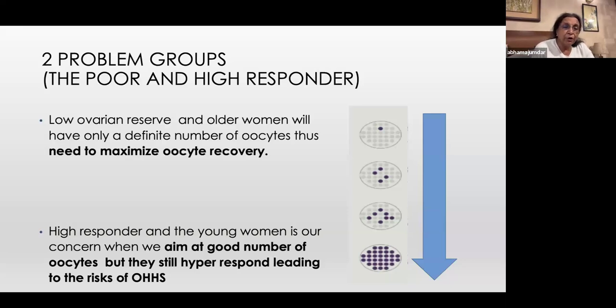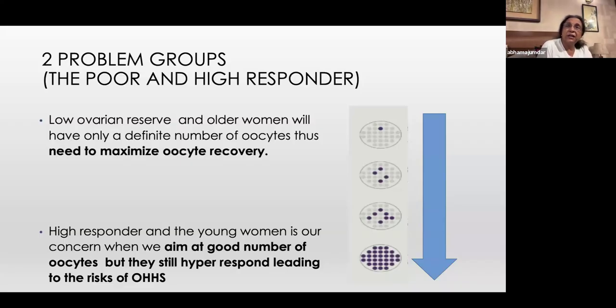Then comes the high responder. We aim at a good number of oocytes, but they still hyper-respond, leading to the risk of OHSS. So we must know the exact dose for this group of women, where we would get the desired 15 or less, or 15 to 20 oocytes, so that we can have a fresh as well as a frozen transfer.